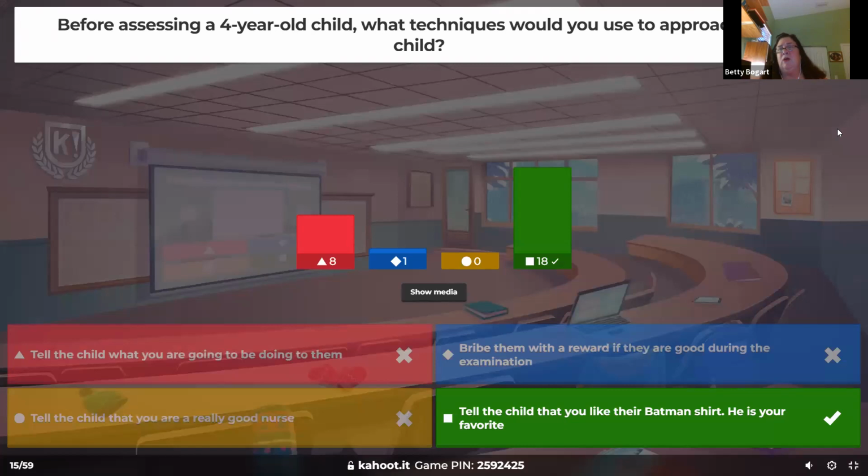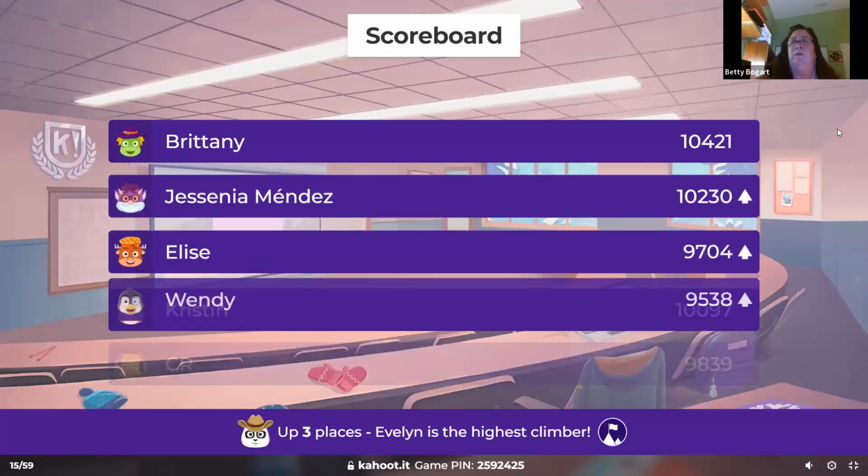So again, break open the ice, tell them you like their shirt. They've got cute freckles, beautiful eyes, those light-up tennis sneakers. Do they run fast? Whatever it is, they're going to feel more comfortable with you because now you're on their level. Again, sit down next to them. Don't be towering over them.